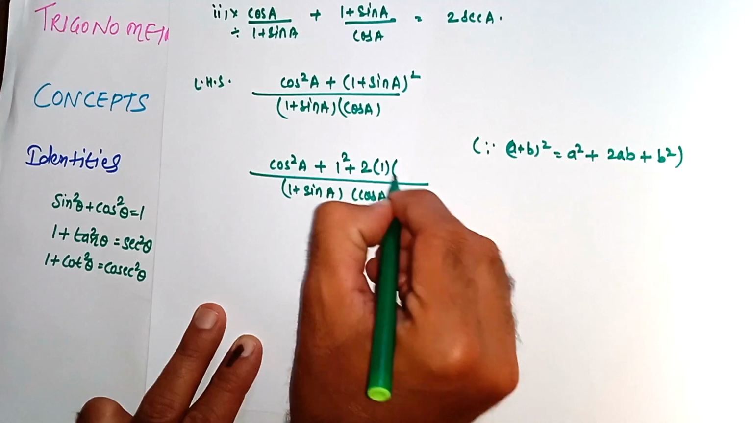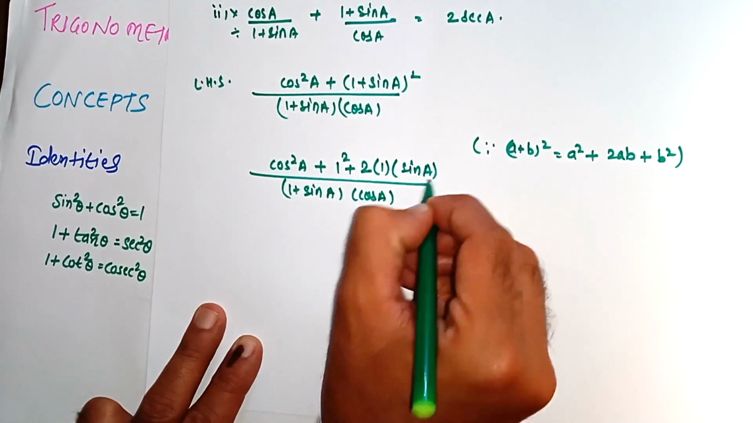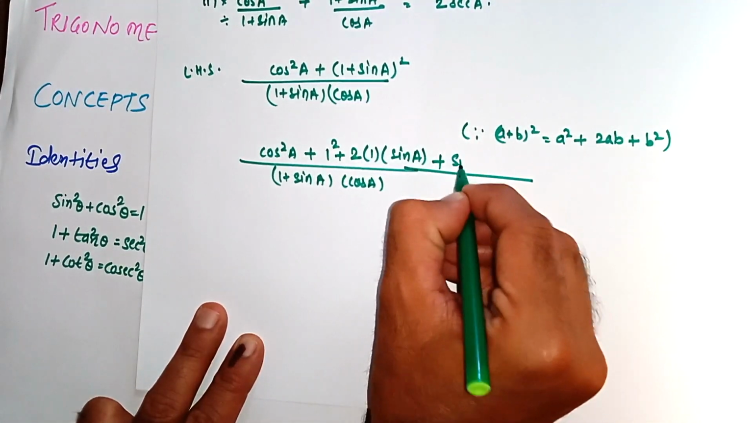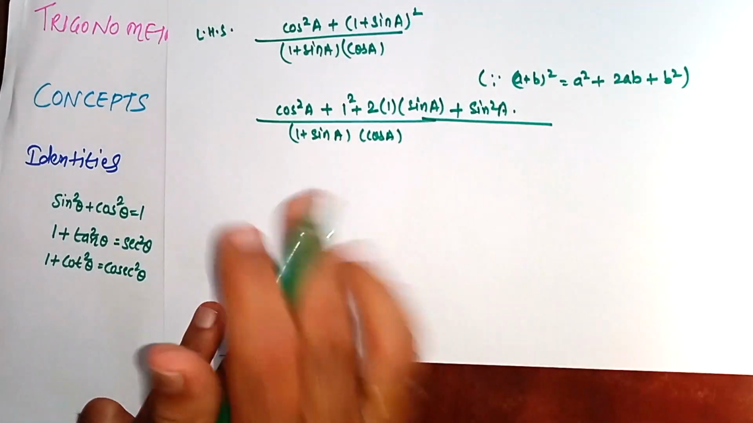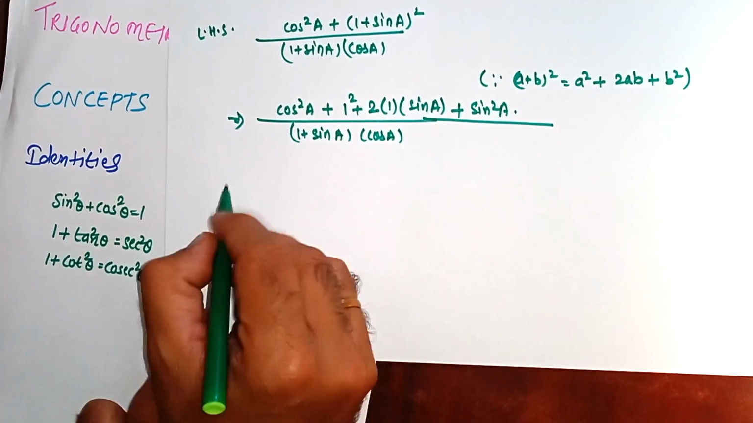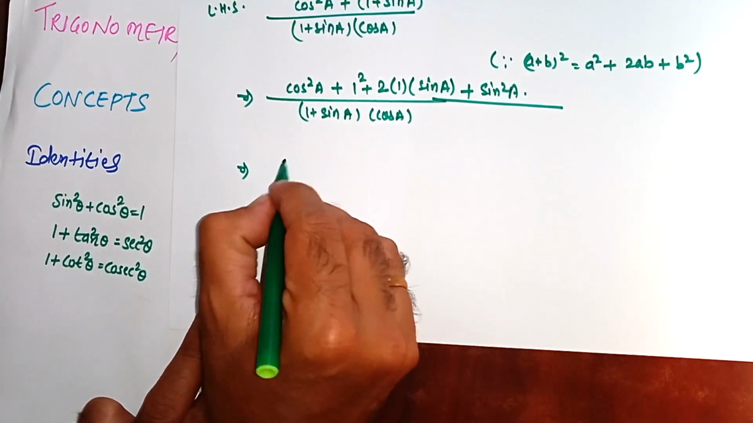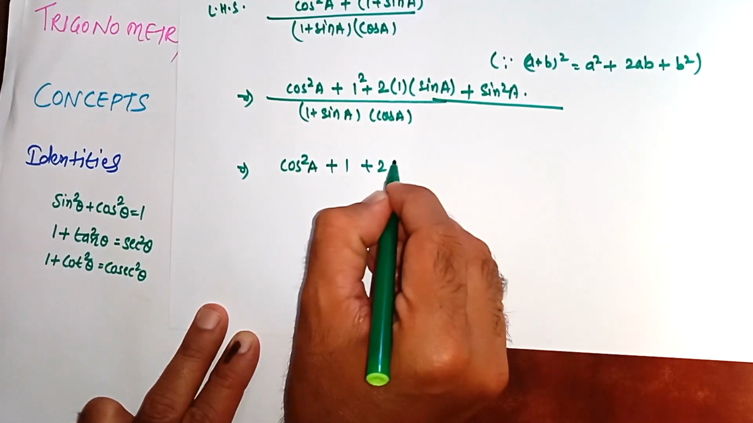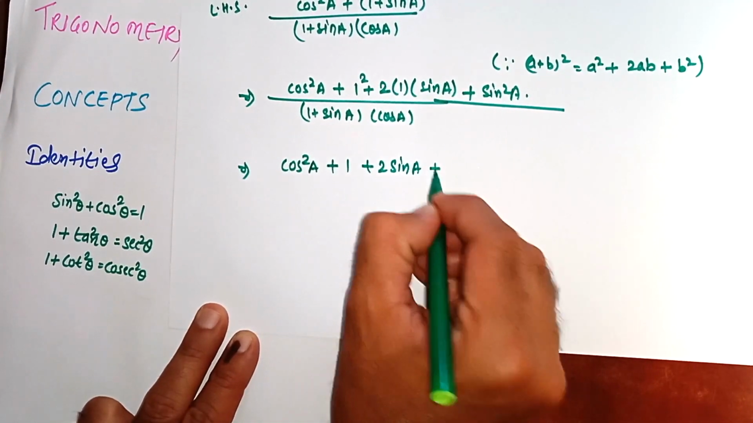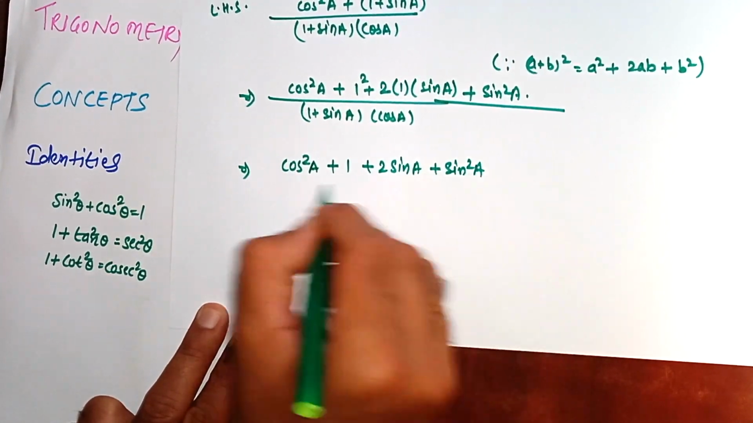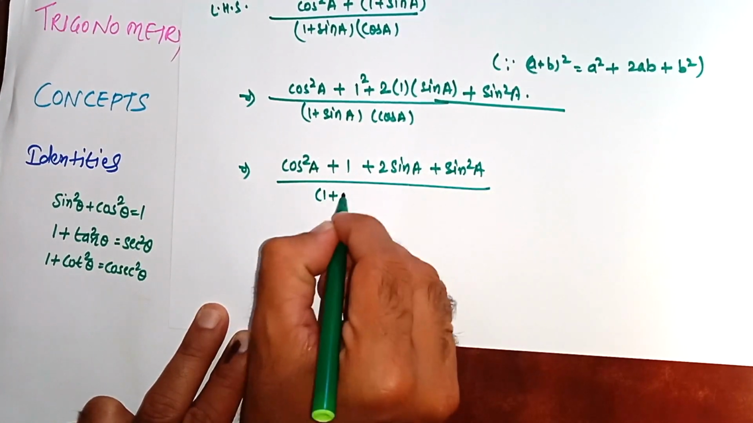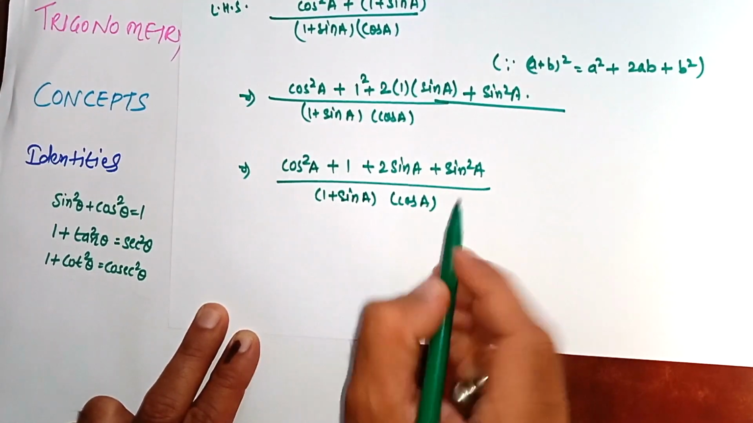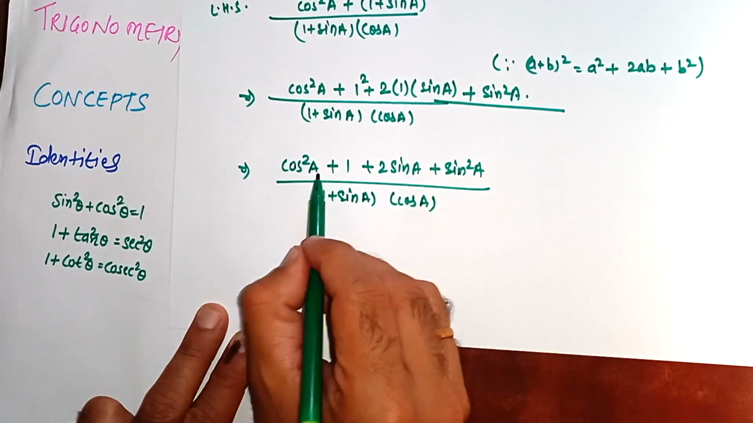2AB means 1 and sine A plus sine square A. Again simplifying this, we should write it as: simplifying this, which is cos square A plus 1 plus 2 sine A plus sine square A over 1 plus sine A cos A. Now see here, this cos square A and this sine square A are in addition.